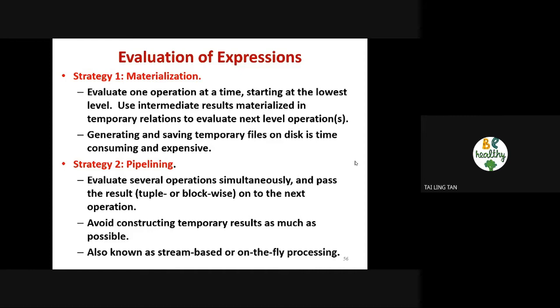Then I'll continue with our evaluation of expressions. Previously we discussed materialization. Every time we finish searching a result, we save it to disk and only then continue with the next process. So this is called materialization. We evaluate one operation at a time, starting at the lowest level. So we search everything first, all the things from the rows. Then we materialize the intermediate result in a temporary relation. So we store it on the disk, and only then do we take this result and evaluate the next level of operation.